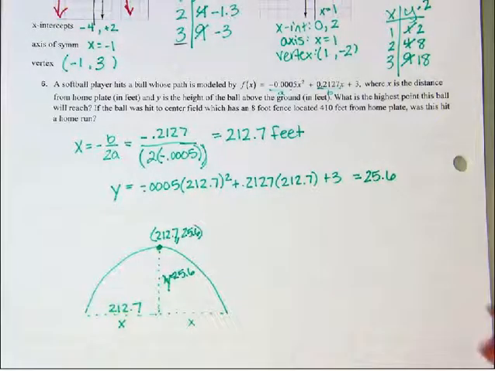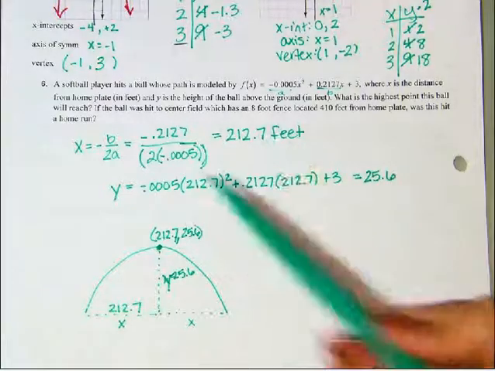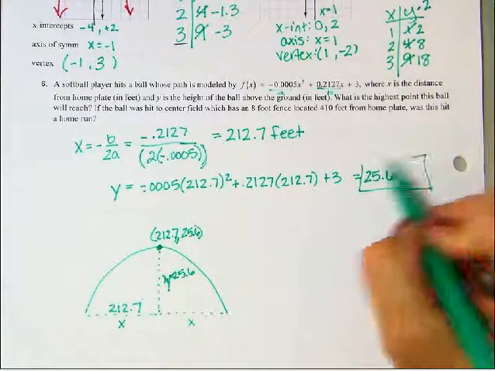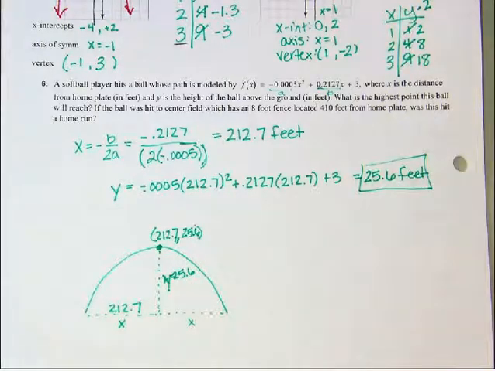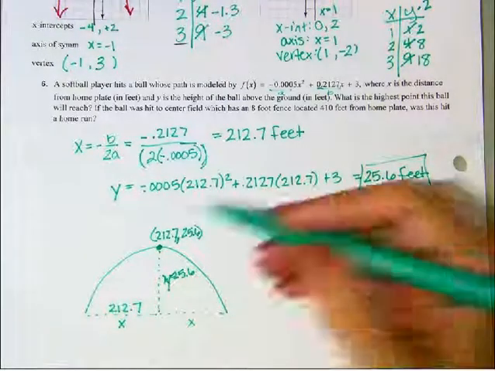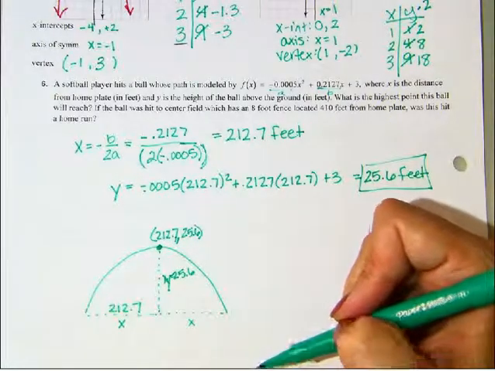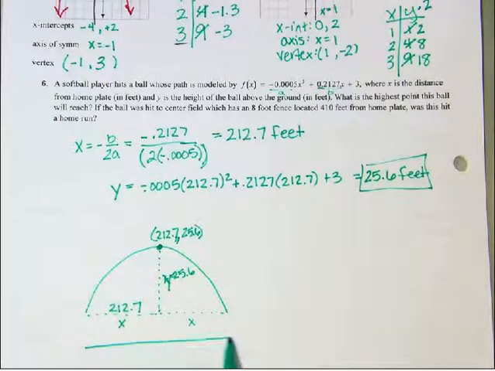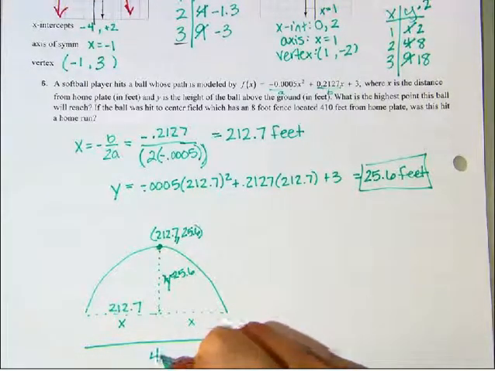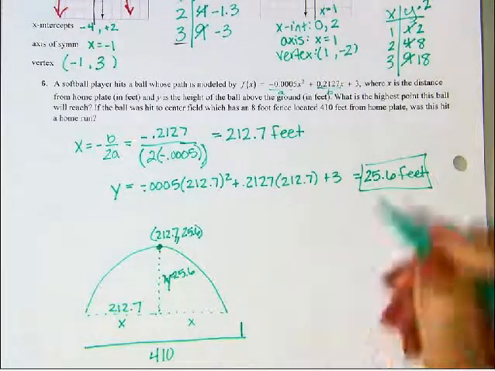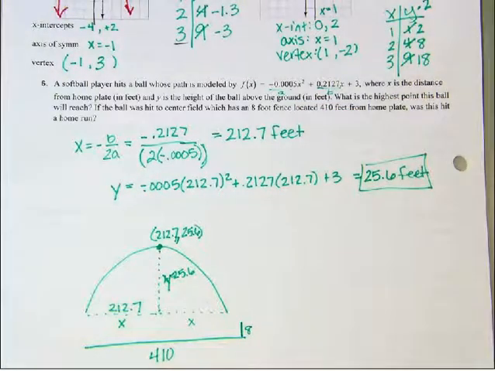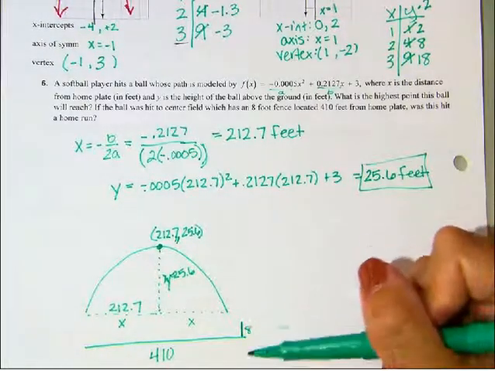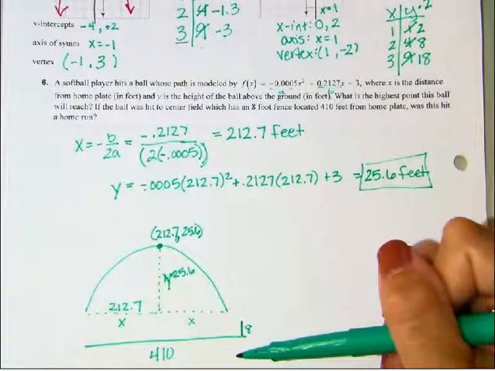Okay, so the first question says, what is the highest point the ball will reach? It'll reach 25.6 feet. That's the highest it goes, because then it's going to start dropping again. And then it says if the ball was hit to center field, and center field is 410 feet from home plate. So I don't know how far, but I know it's 410. And then it's got a fence that's 8 foot high. And it wants me to see if this was a home run. So I need to see really how high this curve is at 410.